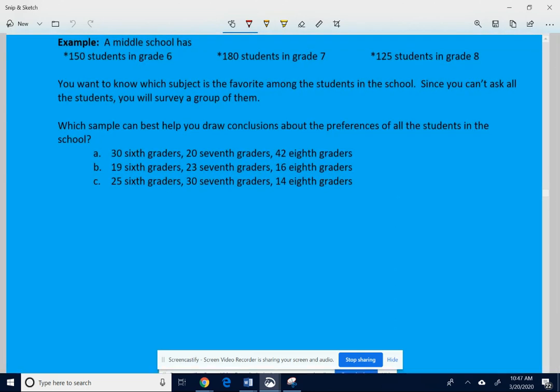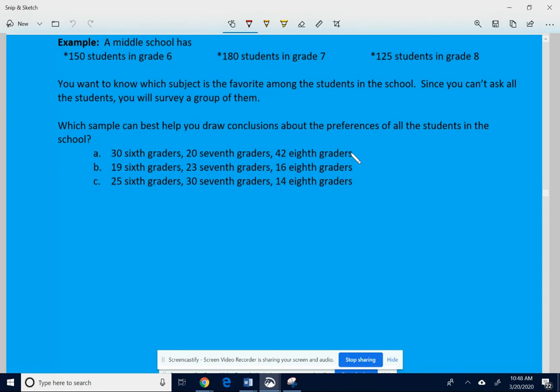Okay, we're going to look at a problem with subgroups, and we want to find a good sample size within the subgroups. So let's just look at this problem. Okay, a middle school has 150 students in grade 6, 180 students in grade 7, 125 students in grade 8. Okay, you want to know which subject is the favorite among the students in the school. Since you can't ask all the students, you will survey a group of them. Okay, which sample can best help you draw conclusions about the preferences of all the students in the school?